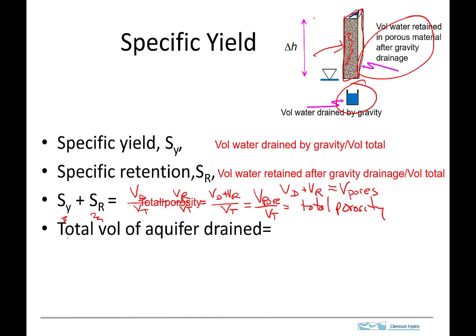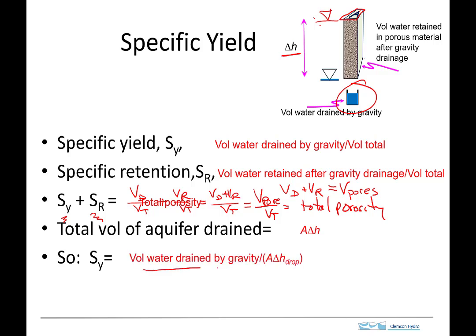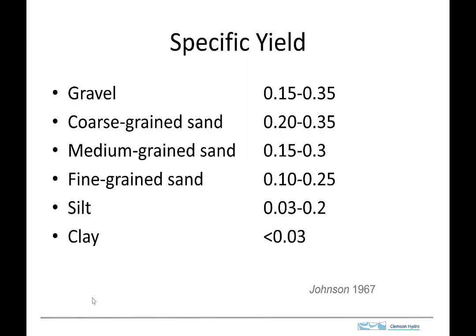Now, we also can recognize that the total volume of the aquifer drained, that's shown up here, is the cross-sectional area, or the plan view area, which I've marked with A, times the distance that the water table has fallen, which is delta H. So the volume of the aquifer that has been drained is A times delta H. That gives us an alternative definition of the specific yield, that is the volume of the water drained by gravity divided by the total volume, which is A times the amount that the water table has dropped.